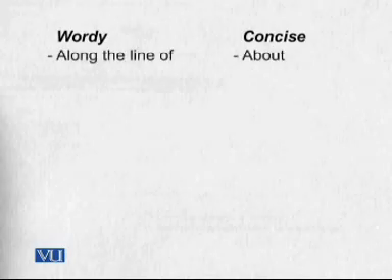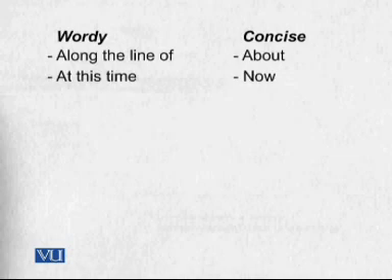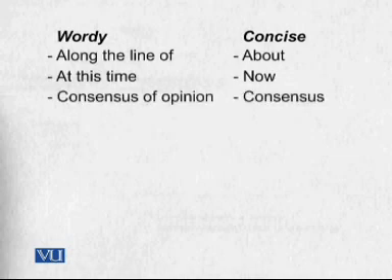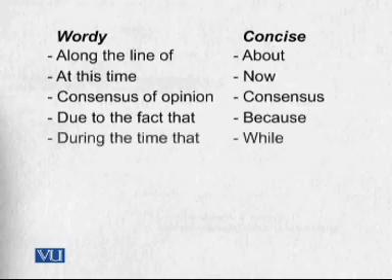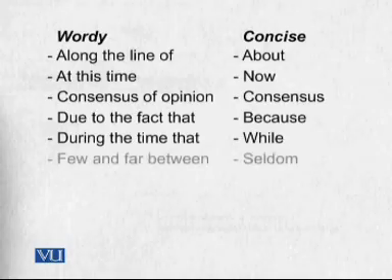Take a look. Along the line of, you can change it with about. At this time, in place of at this time, why don't you use now? Consensus of opinion is consensus. Due to the fact that, because. During the time that, while. So this is actually one word substitution, in other words. Few and far between, seldom.